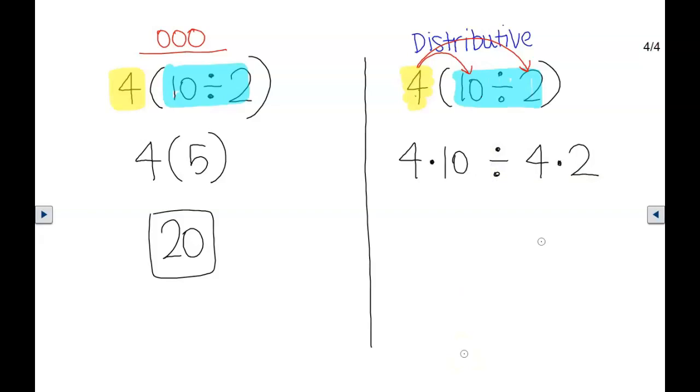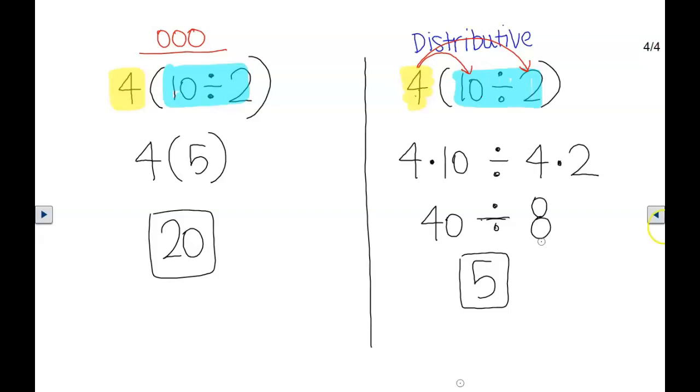All right, so let's work this out. Would we multiply or divide first? Well, in this case, we want to do these two multiplications. 4 times 10 is 40. 4 times 2 is 8. 40 divided by 8 is 5. Different answers this time. So notice the distributive property will not work when there's division inside of your parentheses.